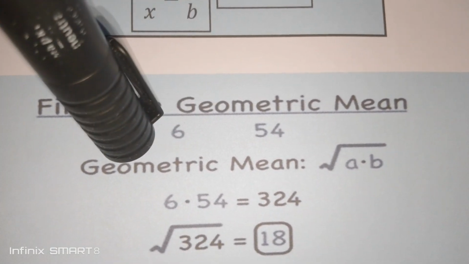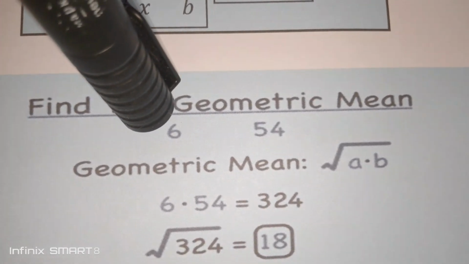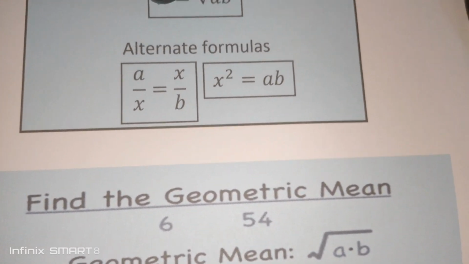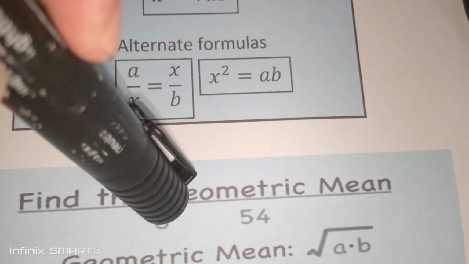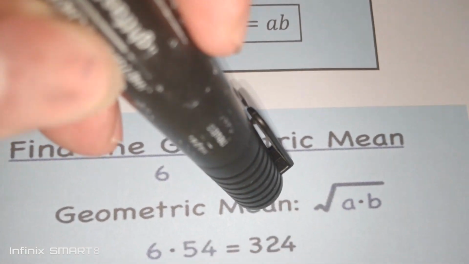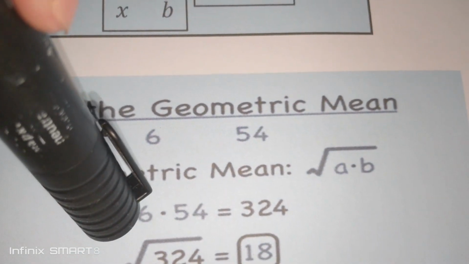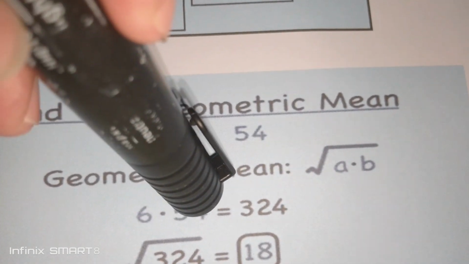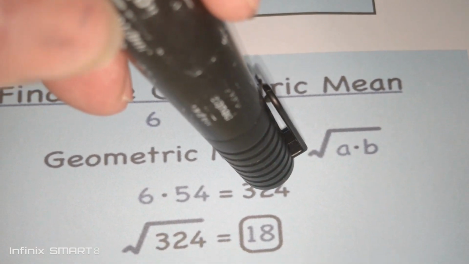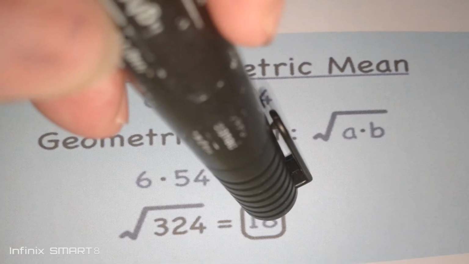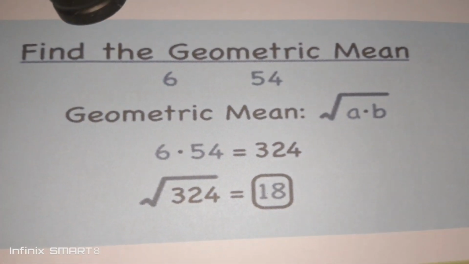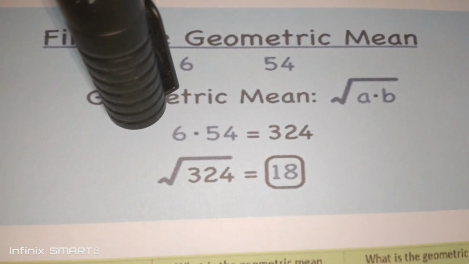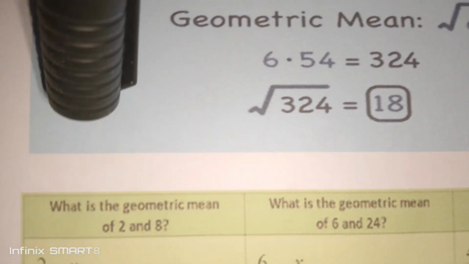So sample, find the geometric mean of 6 and 54. So your A will be 6 and your B will be 54. Then enclose to the radical symbol because the formula for the geometric mean is the square root of A times B. So 6 times 54, okay, giving us 324. Then what is now the square root of 324? That was 18. Okay, that was 18.